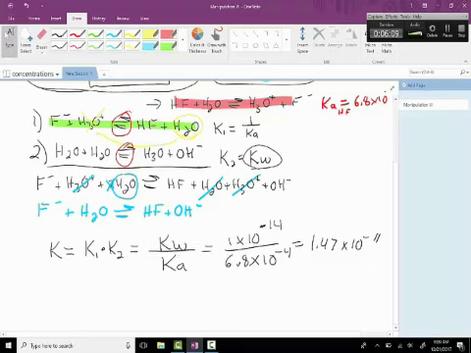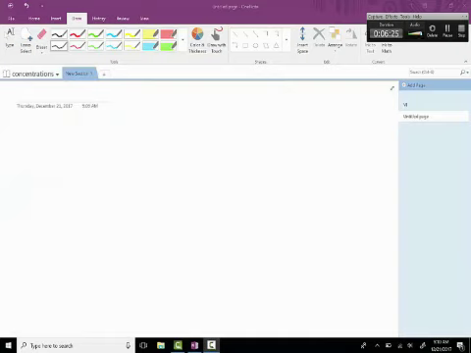I'm going to do another problem here. Okay, so let's look at a slightly more complicated system, a diprotic system. So here's a diprotic acid. You may or may not be familiar with them.